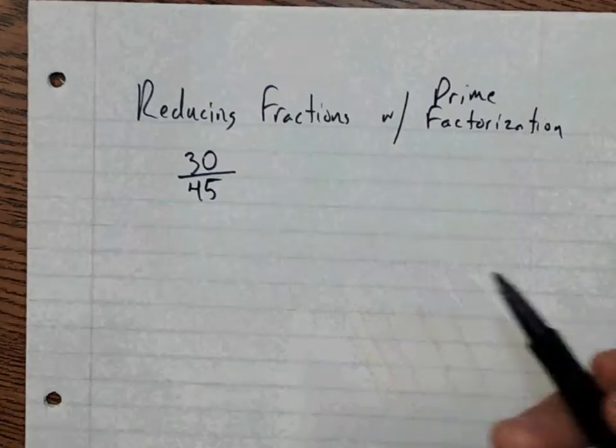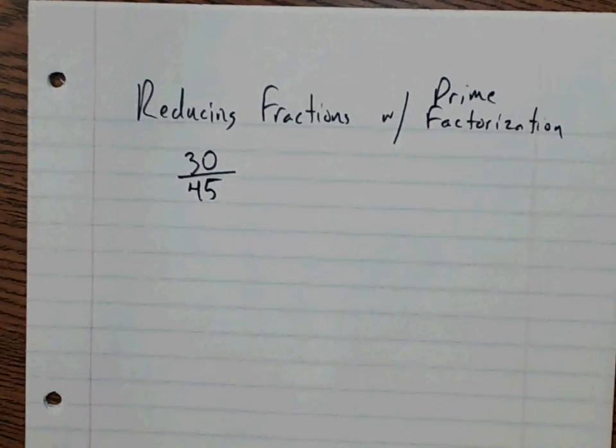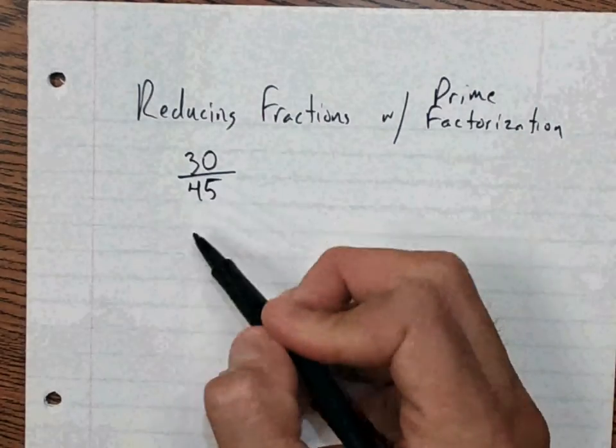So a lot of students like to just start dividing by a number until they can no longer divide, until they get prime numbers or they don't have a similar factor. That's fine, but prime factorization I think might take you just a bit longer, but I think it'll be more accurate. So let's use 30 and 45 as an example.